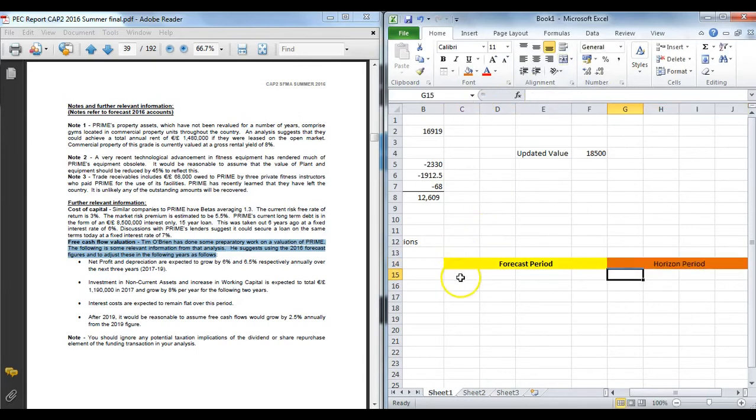So the forecast period is typically where you have discrete cash flow forecasts. So you can actually forecast out exactly what the cash flows are going to be each year in the forecast period. Now that typically, to be realistic, is only going to be between 3 and 5 years, because anything after that, there's a lot of uncertainty.